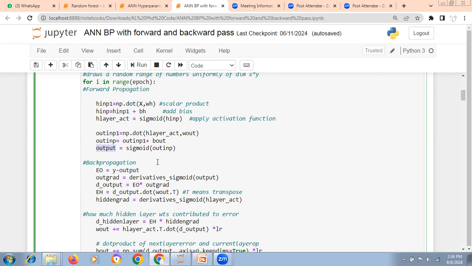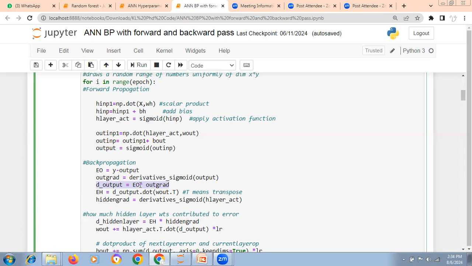Now, first I should find out the error. Error is found with a very simple formula, that is the difference between the target output and the predicted output, that is y minus output. Y is your target output and output is containing the predicted output. Now I want the derivative of my output. So by applying the derivative sigmoid function, I will find out the derivative of that output. Now, this formula is giving me what? The error at the output layer.